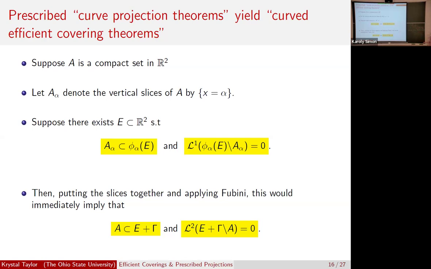if I can cover A alpha by this thing, then that means that A is covered by E plus gamma. Because the slices of A are A alpha, and the slices of E plus gamma are exactly these things. And furthermore, in a similar way, the two-dimensional Lebesgue measure of the error is 0. So this is what we want. We want to cross out the word suppose, and make this T into a capital T. There exists a set E in the plane that acts the way we want for almost every alpha.